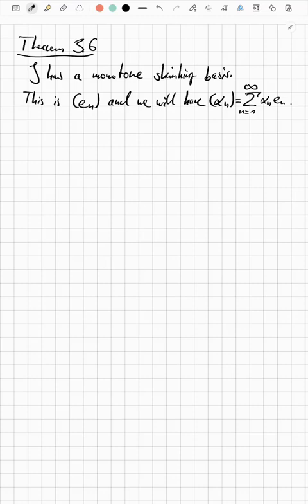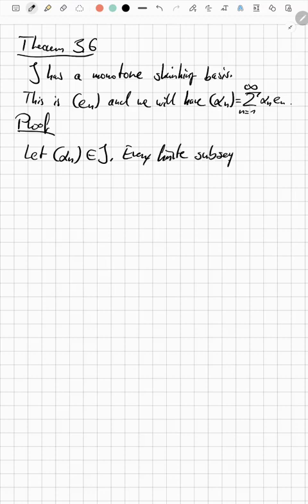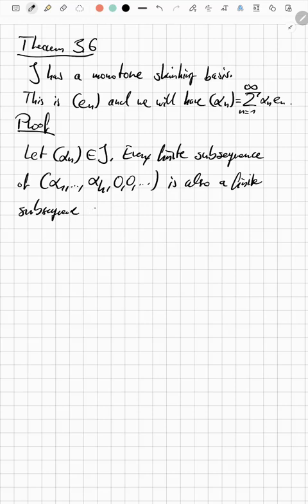So this will be one hell of a proof. And we will begin with the following remark, that if we have an alpha_n in J, then every finite subsequence of alpha_1 up to alpha_k for some integer k, and then only zeros, is also a finite subsequence of alpha_1 up to alpha_(k+1), and then only zeros.